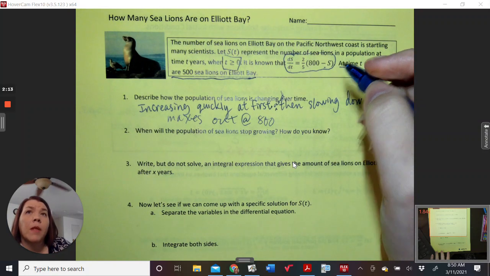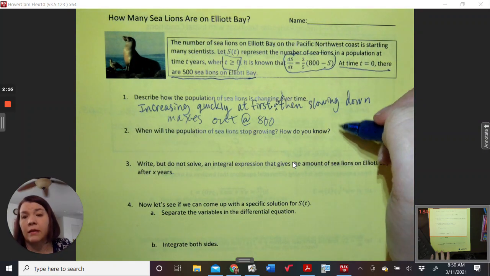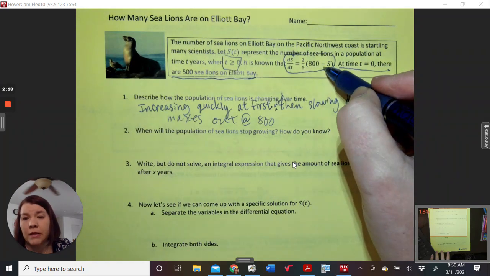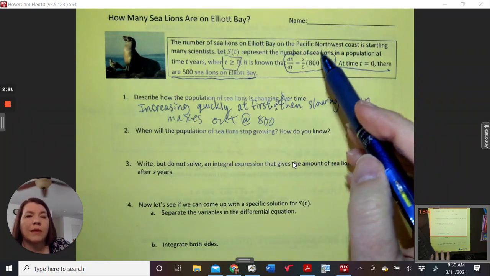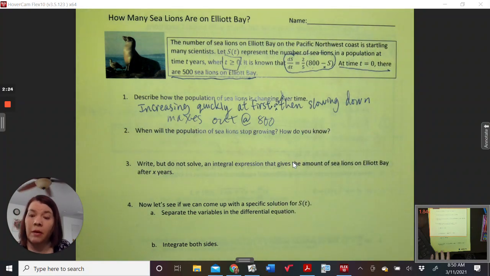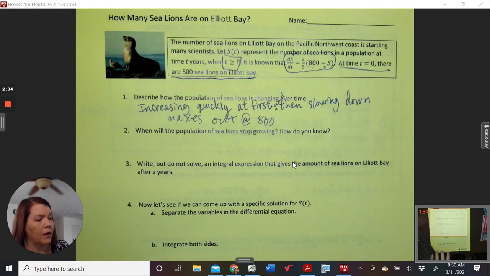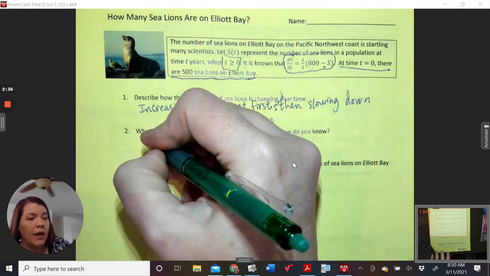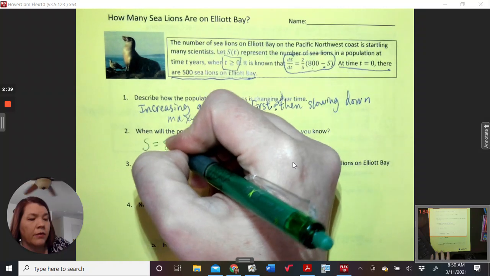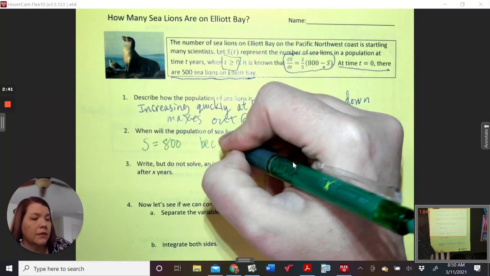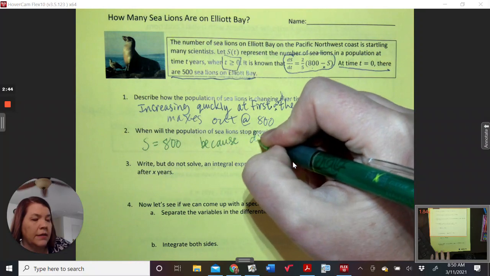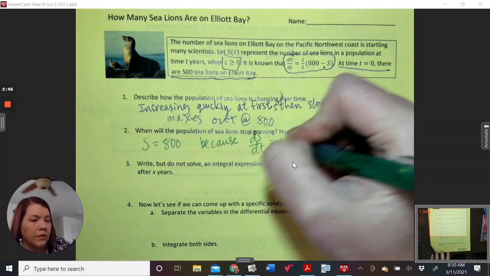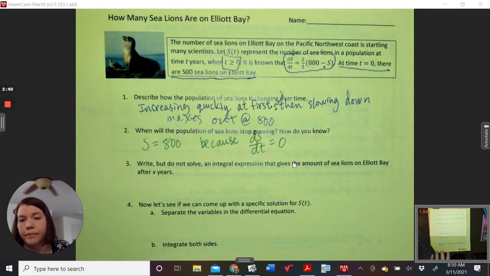Okay. When will the population of sea lions stop growing? The max is at 800, and that's because of this right here. This 800 take away s is telling me the population is maxing when it gets to 800. And how do we know? It will stop growing when s equals 800 because ds/dt will equal 0 then. So it's going to stop growing then.